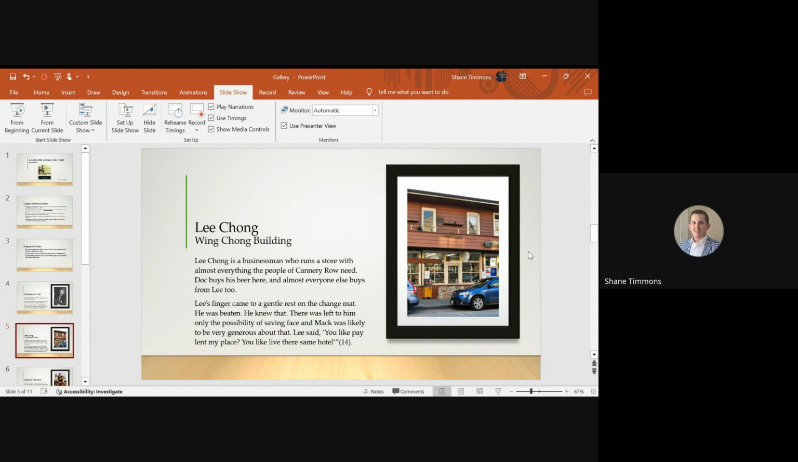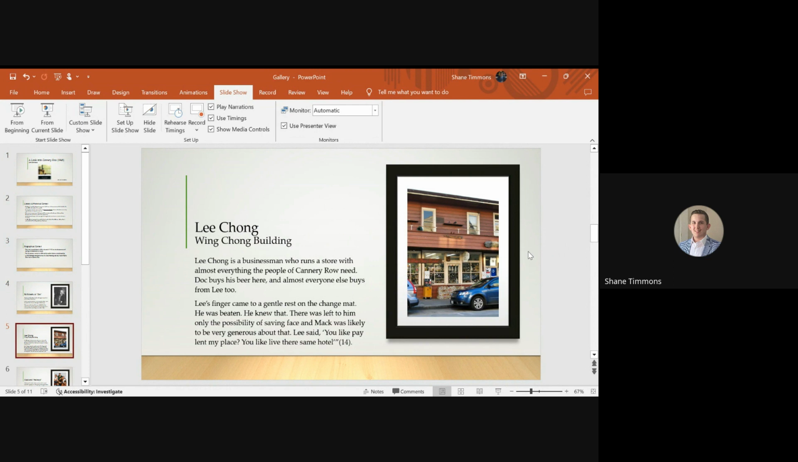"Lee's finger came to a gentle rest on the change mat. He was beaten. He knew that. There was left to him only the possibility of saving face, and Mac was likely to be very generous about that. Lee said, 'You like pay lit my place? You like live there same hotel?'" And that's on page 14.